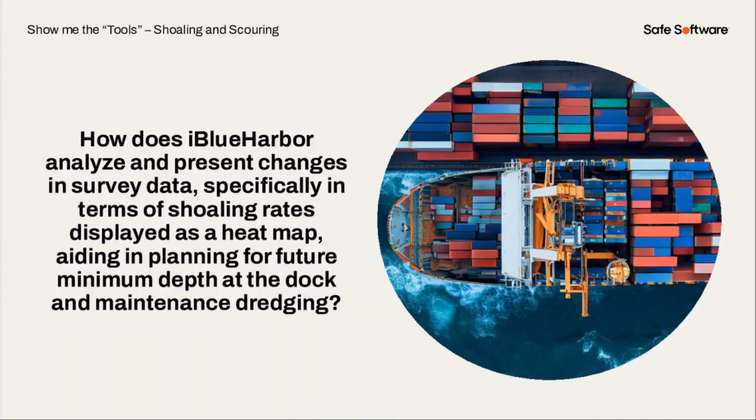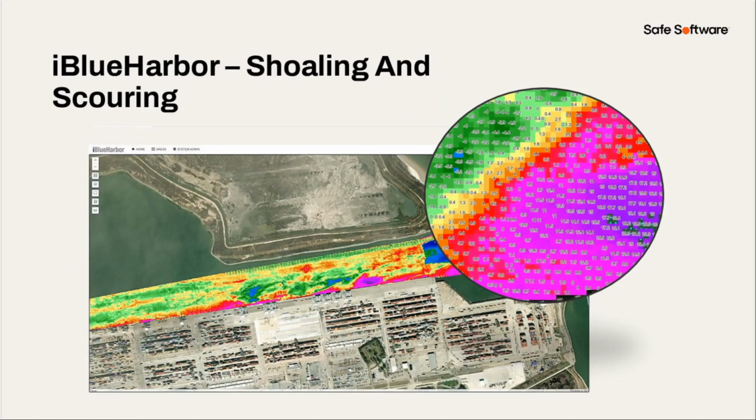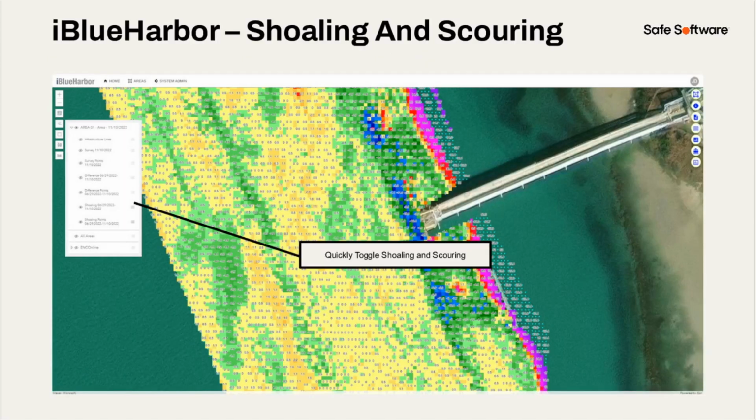Let's see. How does iBlueHarbor analyze and present changes in survey data, and specifically in shoaling rates displayed as a heat map, aiding in planning for future minimum depth, dock, and maintenance dredging? So, what we've been showing just takes it a little step further here with the scouring and shoaling. So you have a subscription to the software, and for most of the clients that are using it, we actually do their surveys, though we don't have to do the surveys. It just so happens we do most of the surveys, the ones that we have here.